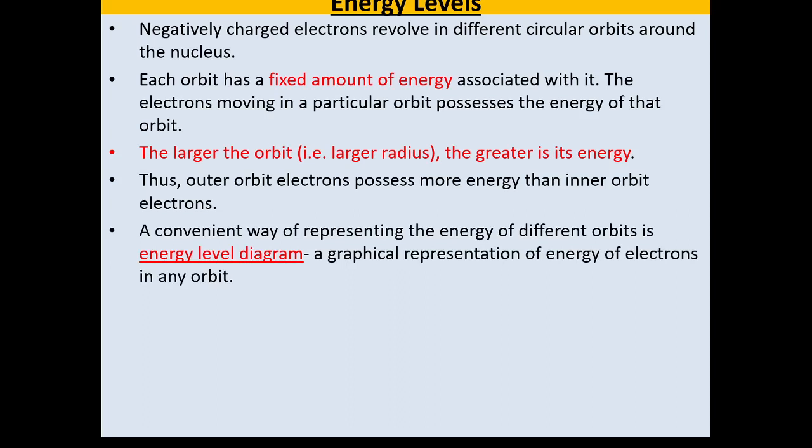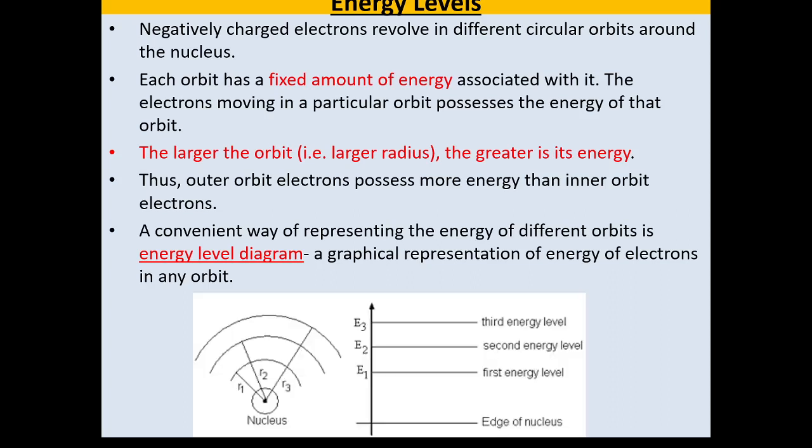We can show the different energies of different orbits in a convenient way, which is called an energy level diagram. An energy level diagram is nothing but a graphical representation of the energy of electrons in any orbit. Whenever we have to show the energy of electrons in any orbit, we show it by a graph, and that graph is simply called an energy level diagram, as shown in the figure here. The first part shows the nucleus, and around this nucleus we have shown various orbits with radii r1, r2, etc. As the radius increases, we can see in the second figure that the energy of each orbit goes on increasing, as shown by E1, E2, E3, etc.